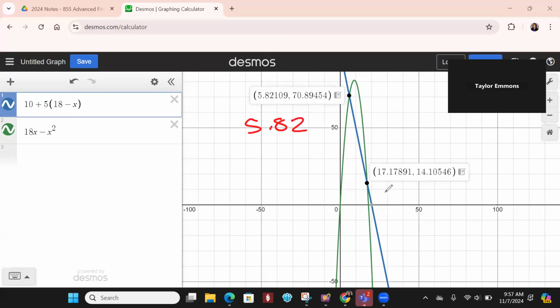5.82 and 17.1, we're going to round this. Those are your two answers on the next one. That's where they're going to break even. So how many movies would be downloaded at this price? How do you figure that one out? You take the other values on all of that.